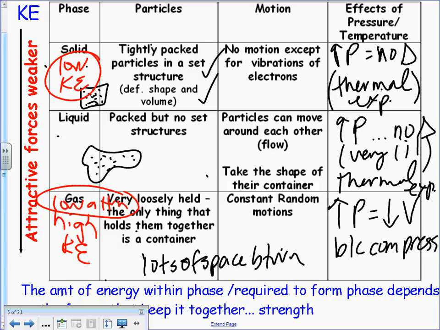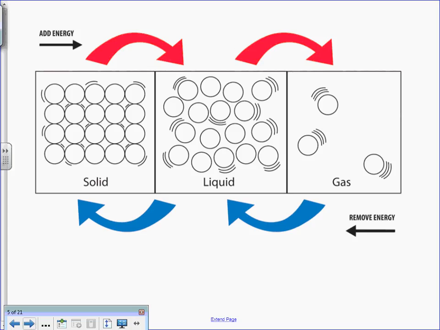Okay, so that's our states of matter deal. Let's look at phases. Oh, this is just a picture. Small vibrations, more vibrations, even more vibrations. So how am I depicting the vibrations here?